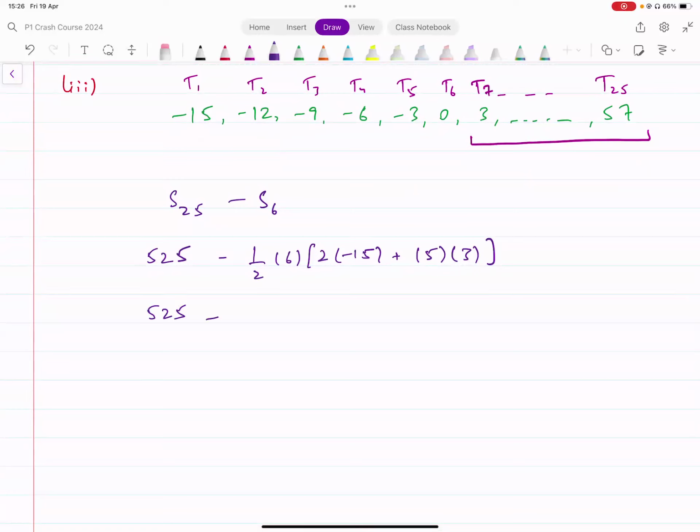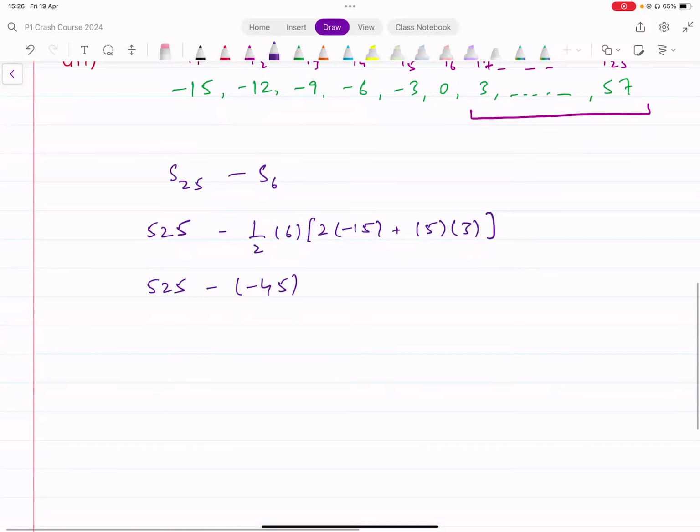What about this? This is 3 into minus 30 plus 15, minus 45. So 525 plus 45, that gives you 570. That is the sum of all the positive terms. Make sense?